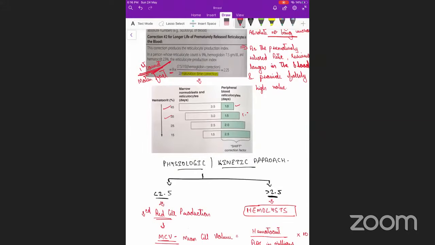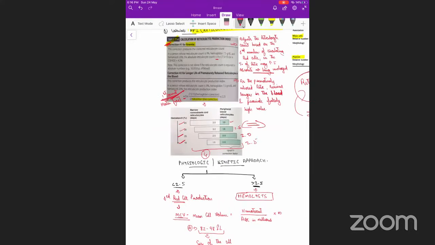See, the total duration of the reticulocyte is the same, 4. But if it is released early from the bone marrow, it will tend to survive longer. That is why we need to correct. So if hematocrit is 25, then it is 2. If it is 15, it is 2.5. By doing this, we can calculate the reticulocyte production index.